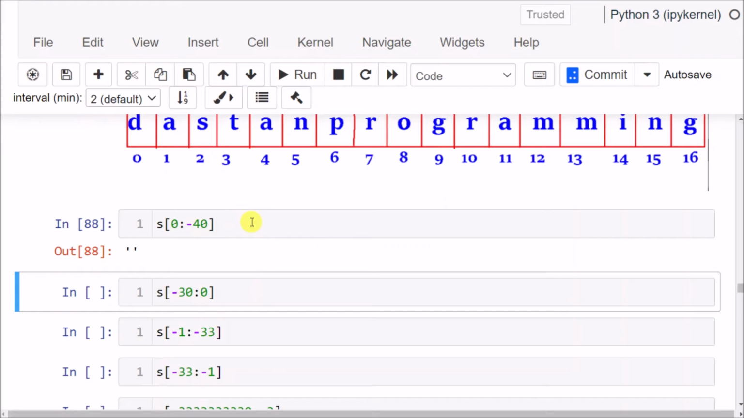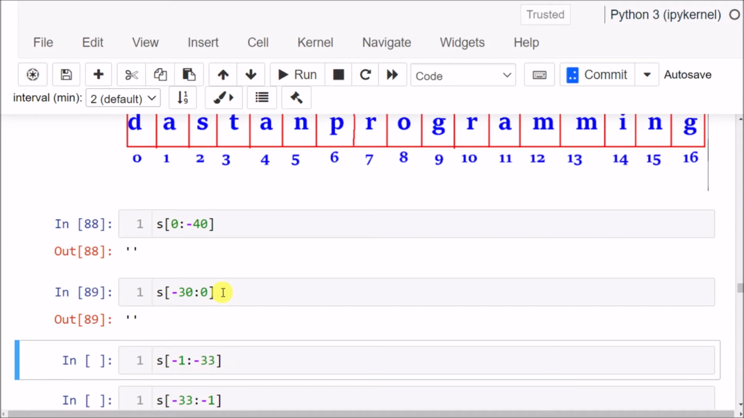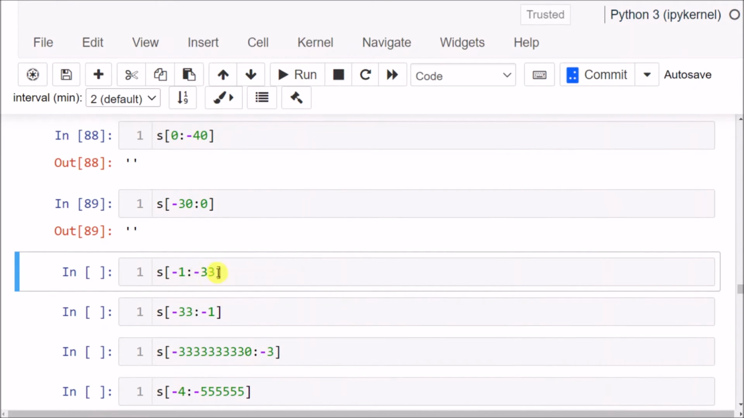And I told you, when A is greater than B, then always return the empty string. So here 0 is greater than minus 40, minus 30 is not greater than. So that's why it's returned. But I want to print minus 13 to 0. That is what? Empty string. There is no string. And minus 1 to minus 30, that is from minus 1 to minus 30.